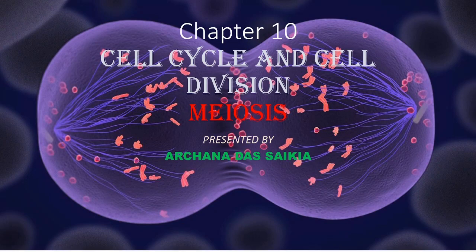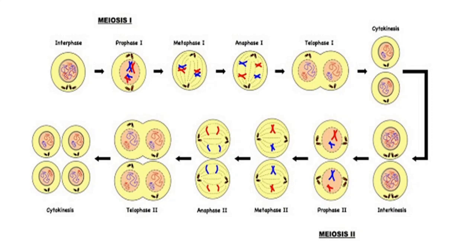Now, meiosis is a little lengthy process, and as such the entire process of meiosis is divided into two broad phases. They are meiosis 1 and meiosis 2. As you can see here, it's meiosis 1 and meiosis 2. It is divided into two broad phases.